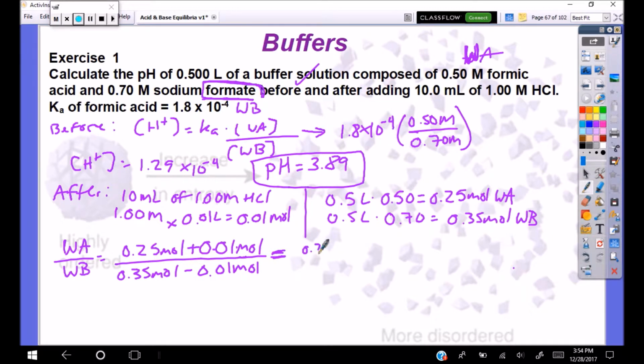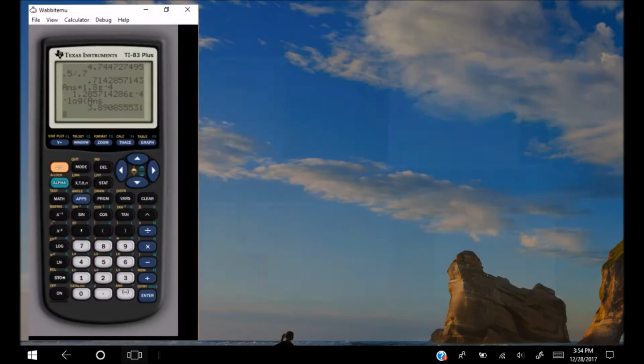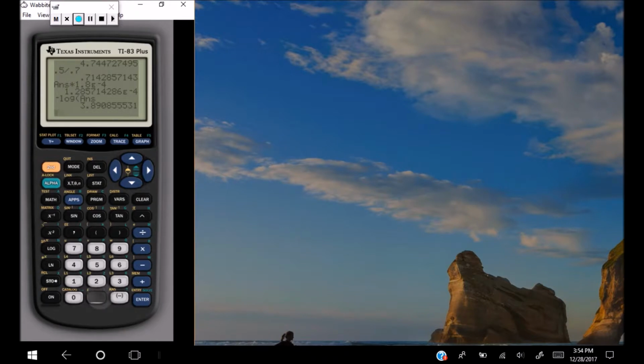So here we get 0.26 mole over 0.34 mole, and now I have my ratio. And I need to multiply this by my Ka, 1.8 times 10 to the negative 4th. Okay, so 0.26 divided by 0.34 times 1.8 e to the negative 4th. And I get 1.376, so 1.38 times 10 to the negative 4th.